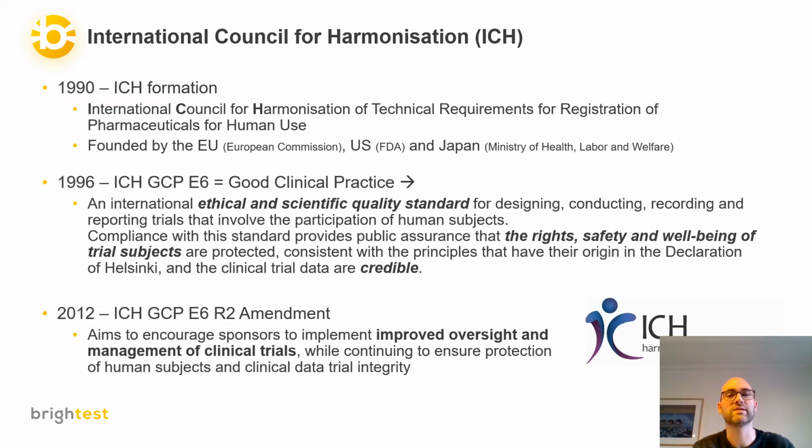Based on the Declaration of Helsinki, the International Council for Harmonization, or ICH, was founded in 1990 by the major players in the EU, US, and Japan. They defined the ICH GCP-E6, which is the Good Clinical Practice. It's an international ethical and scientific quality standard for clinical trials. So it wants to protect the rights and safety and well-being of trial subjects, people involved in those studies, and must make sure that all of the data collected in these studies is credible.